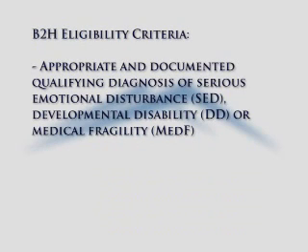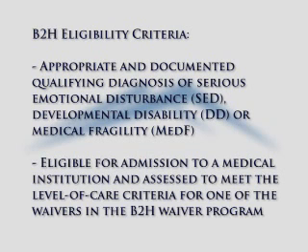They must have an appropriate and documented qualifying diagnosis of serious emotional disturbance, or SED, for example, PTSD or conduct disorders, a developmental disability, or DD, for example, mental retardation or autism spectrum disorder, or medical fragility, or MED-F, for example, a child who is vent dependent or has a neurological disorder associated with fetal alcohol spectrum disorder. They must be eligible for admission to a medical institution and assessed to meet the level of care criteria for one of the waivers in the B2H waiver program as determined by the Healthcare Integration Agency.